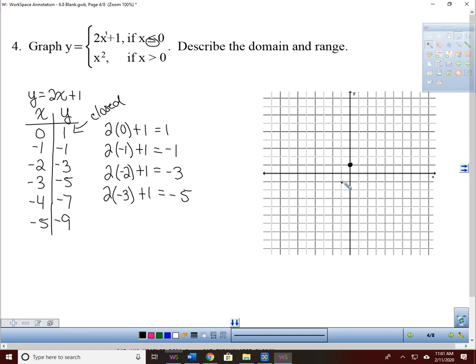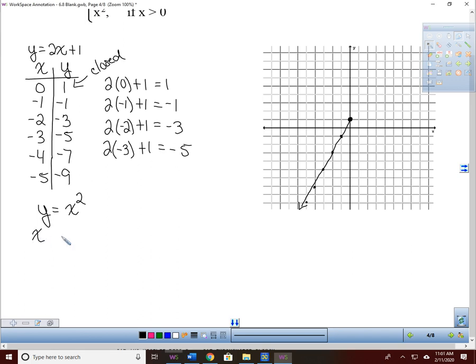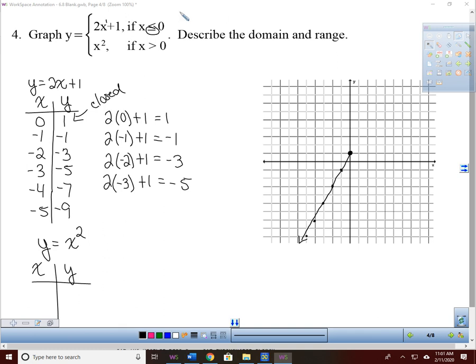-1, -1, -2, -3, and then we have -5, -7, -9. So this just goes in a straight line this direction and keeps going. Okay? So there's one piece. Then I have y equals x squared. So we always start with whatever number they're showing right here.